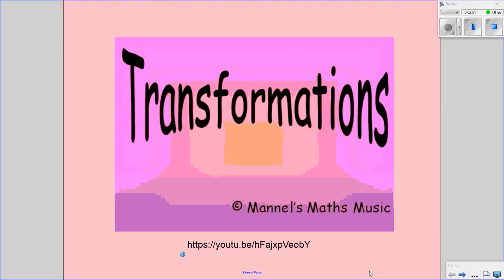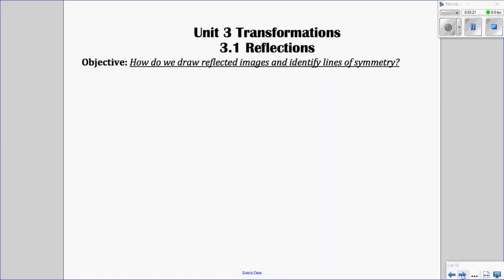Okay, so you've learned about the different types of transformation. So what you've learned was enlargement. Enlargement is also dilation. You've learned about rotation, reflection, and translation. So for each lesson, we're going to learn how to make that work on the graph. But for today's lesson, we're going to focus on reflection. And the objective is, how do we draw reflected images and identify lines of symmetry?